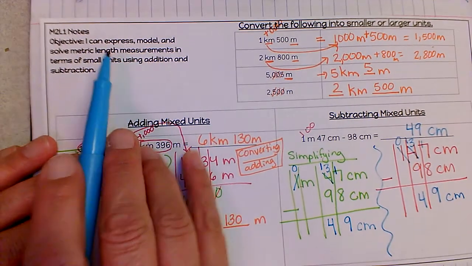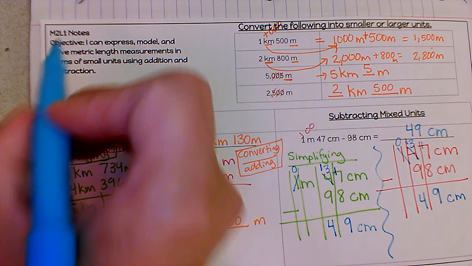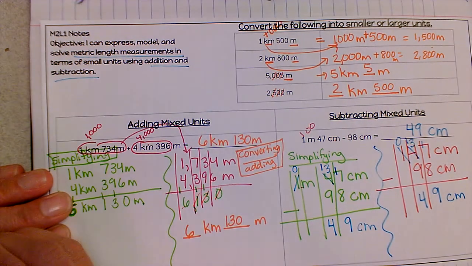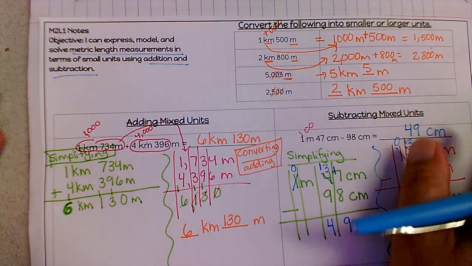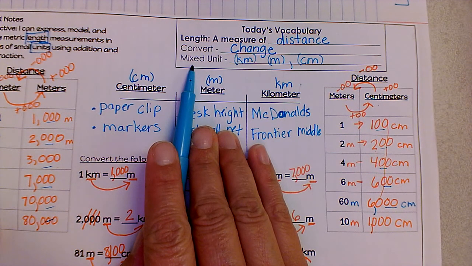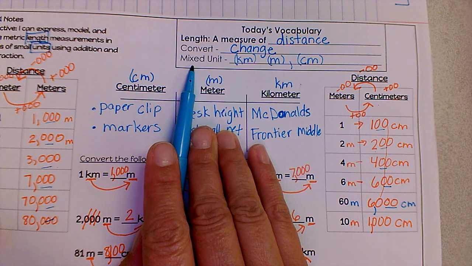Great job, 4th grade, modeling how to solve metric length measurement and using addition and subtraction algorithms to find those smaller units. We did a lot of converting our mixed units. I'm wishing you luck. Take your time.